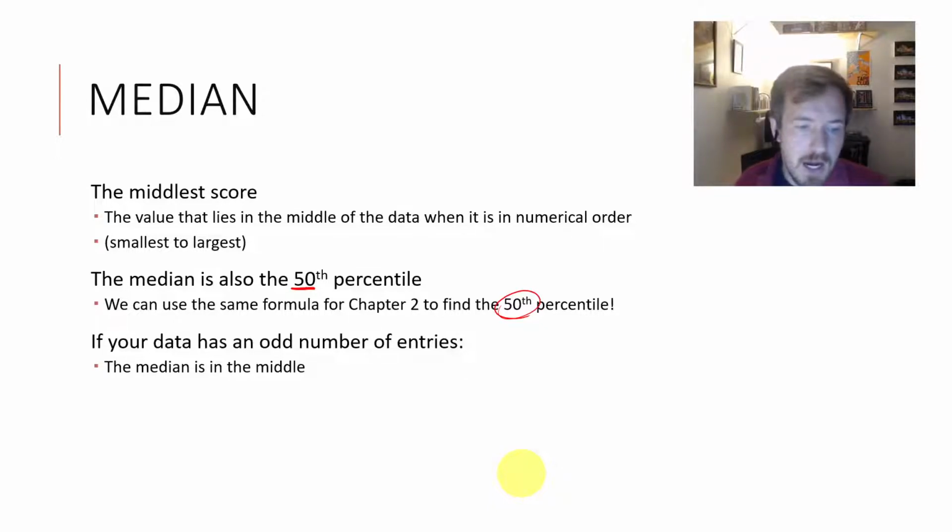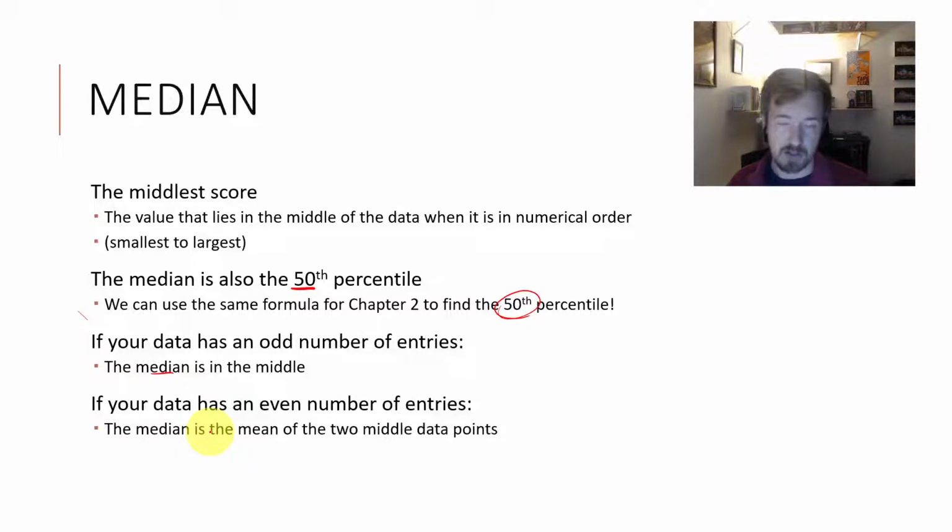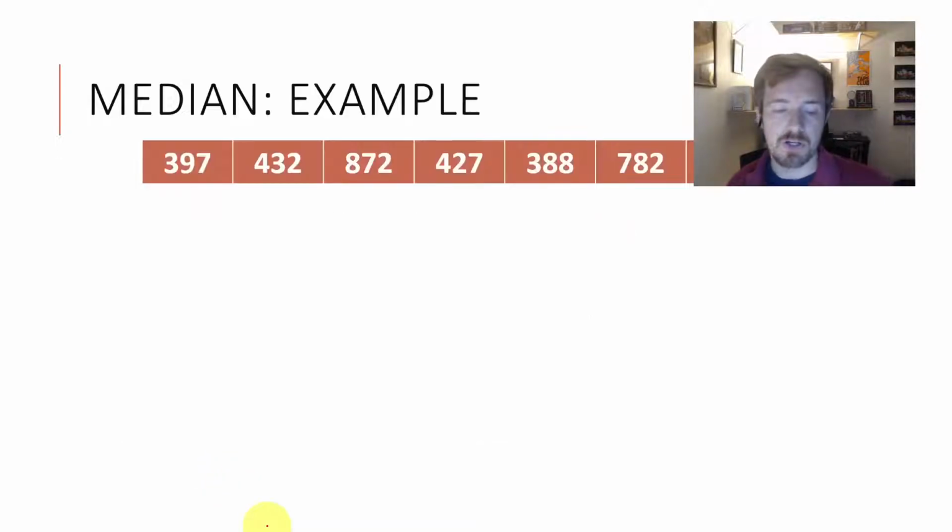So the median is tricky because if you have an odd number in your data set, it's easy. The median is right there in the middle. But if you have an even number of entries, then it gets a little bit more complicated because you don't have a middle value. You have two values that are close to the middle, and the way to get the median then is you're going to add them up and then divide by 2. In other words, you're going to get the mean of those two numbers, and that'll give you your median.